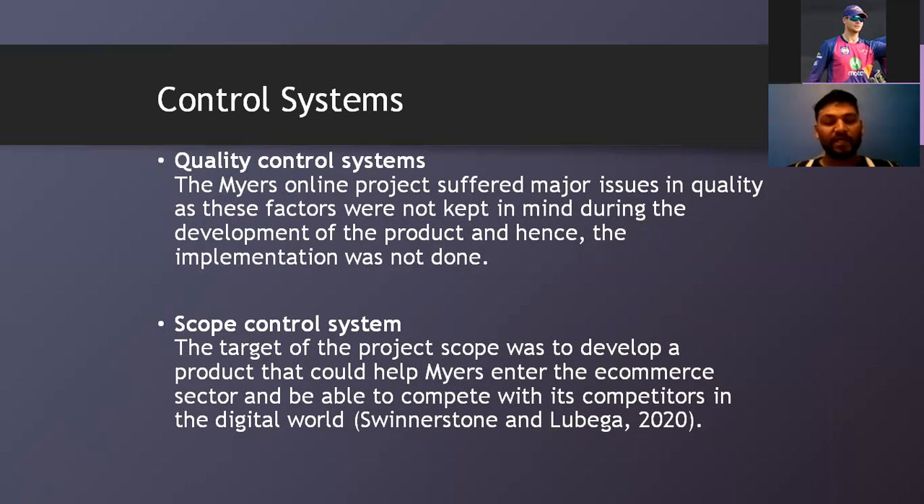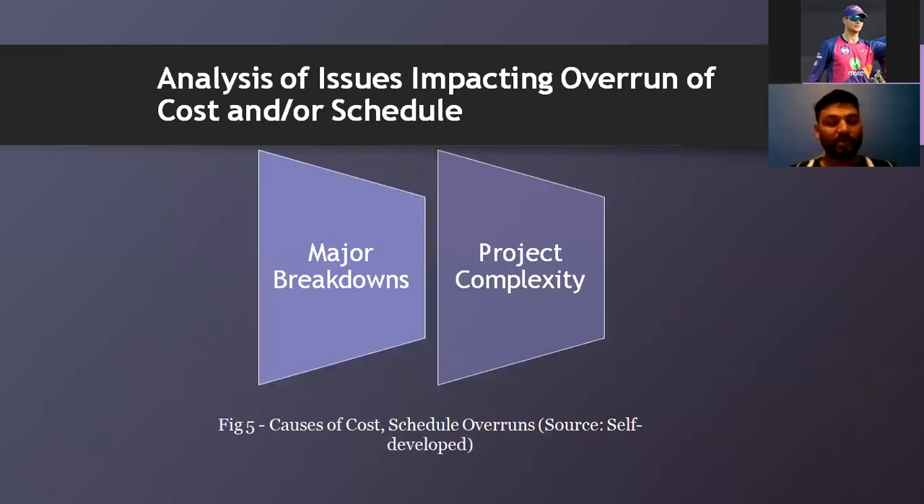On the major day of the sale, the overload of website traffic resulted in a crash of the website, which ultimately led to a poor-quality show in front of customers and stakeholders related to the company. IBM did not implement enough practices for controlling and uplifting the project quality, which resulted in poor quality delivery. The analysis of issues impacting overrun of cost and schedule was the delay in the schedule as well as an increase in cost. The project failure was caused by many reasons, such as major breakdowns. Next we will go to my friend Sri.